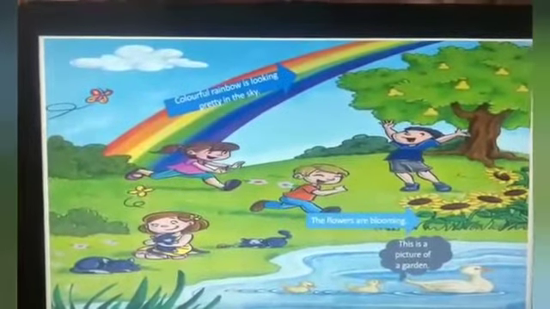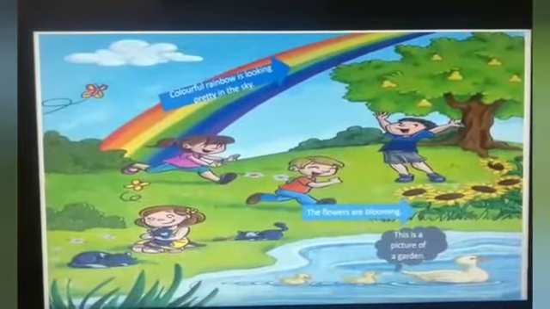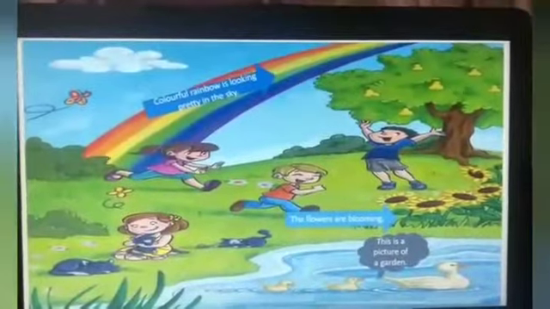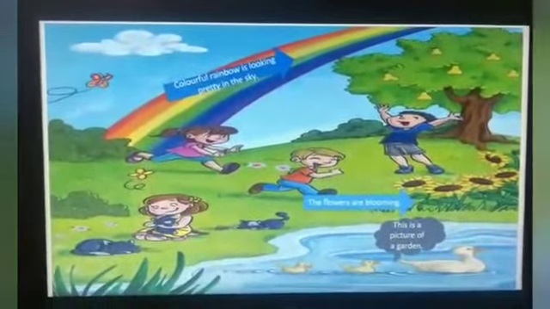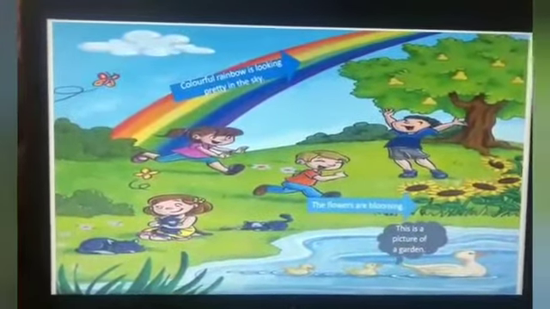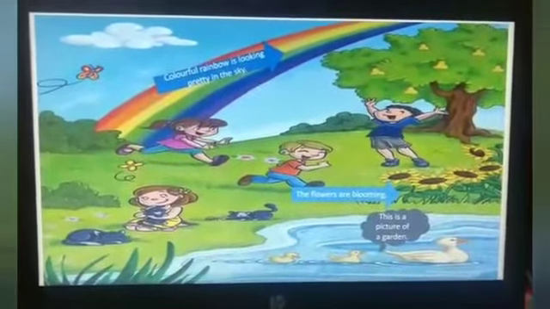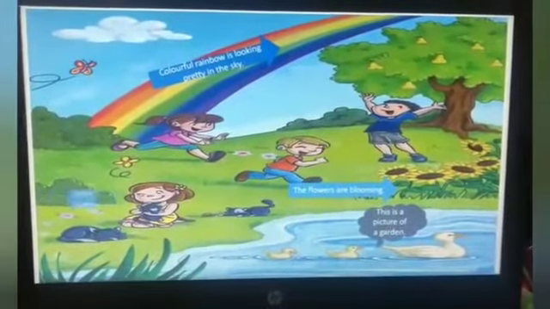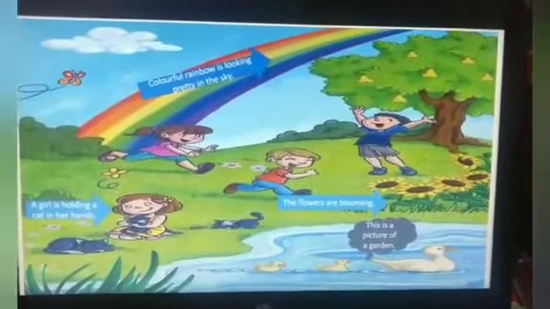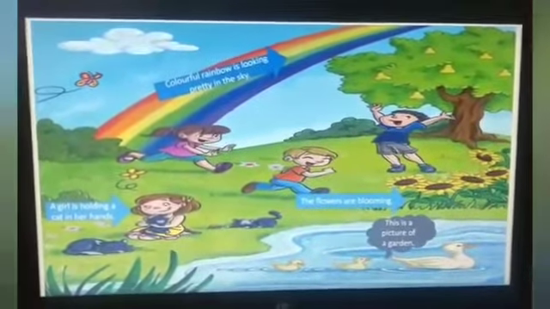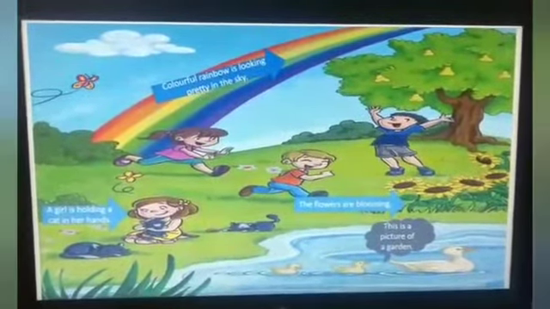Then the next rule was to look for the main character. And what is the main character doing? I can see a girl. She is holding a cat in her hands. So I will write, a girl is holding a cat in her hands.